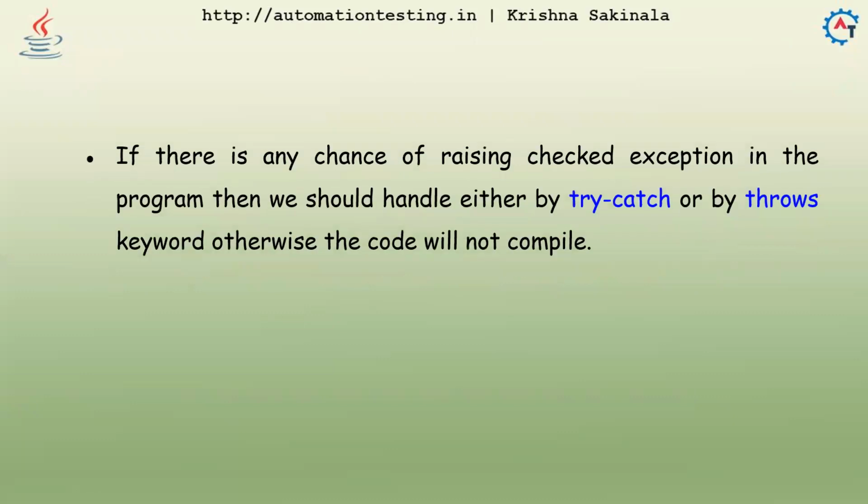If there is any chance of raising a checked exception in the program, then we should handle it either by try catch blocks or by the throws keyword. Otherwise, the code will not compile. We already saw in our previous videos that there might be a chance of raising some exceptions in our code. When there is an exception, we need to handle it using a try catch block, which we already discussed. There is another way to handle this, that is using the throws keyword.